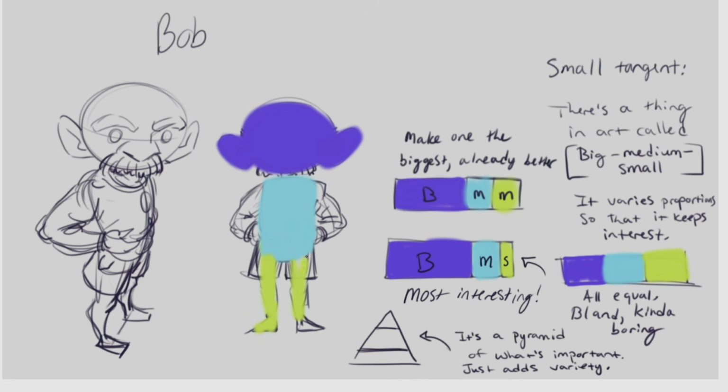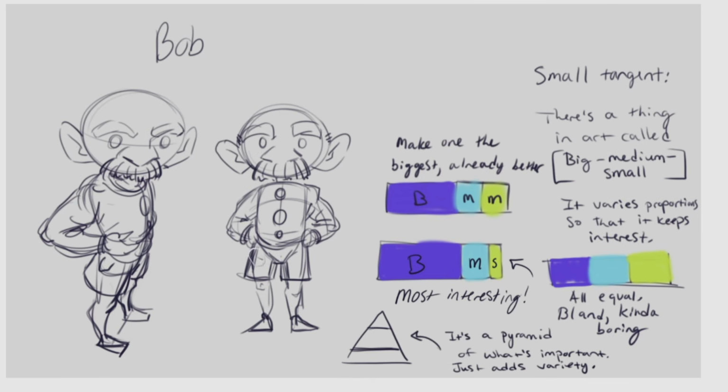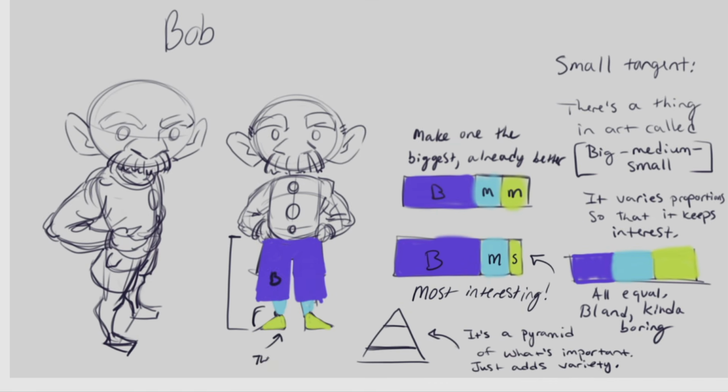You can also apply big, medium, small to a section of the body. Take the legs, for example, here. The shorts are the big shape, the legs are the medium shape, and the feet are the small shape. I could vary this, turn the shorts into pants and stop about mid-calf, in which case the feet are kind of the medium shape and the legs are like the small section.